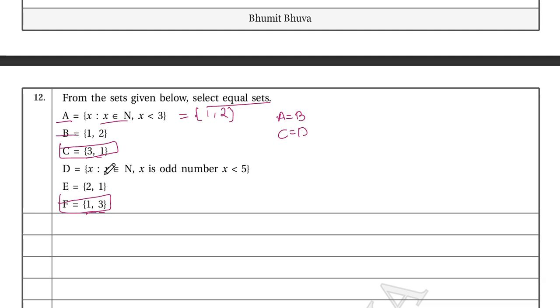Look at the set D. Okay, E set is 1, 2, 1. So that is also equal to A and B. So A, B and E sets are equal. C and D are equal.